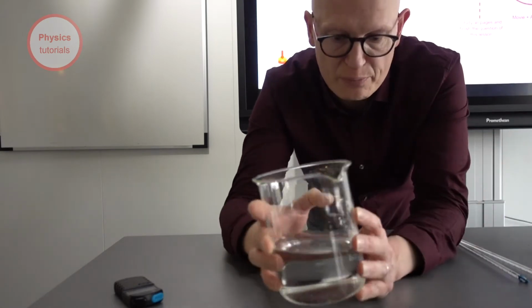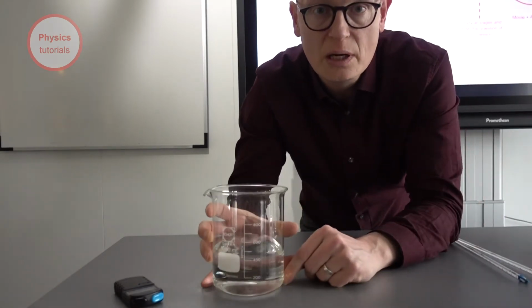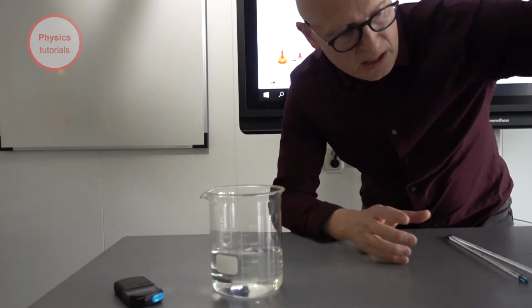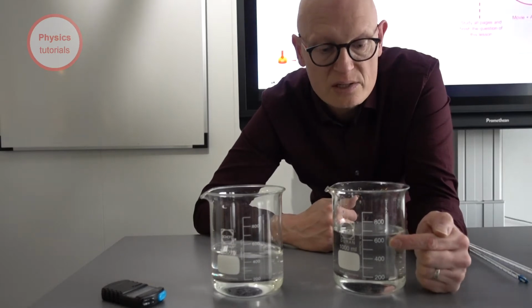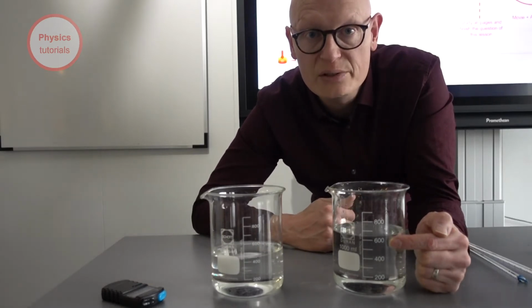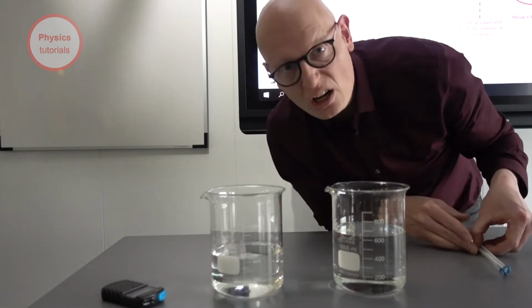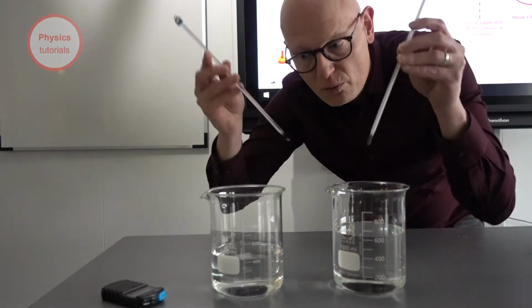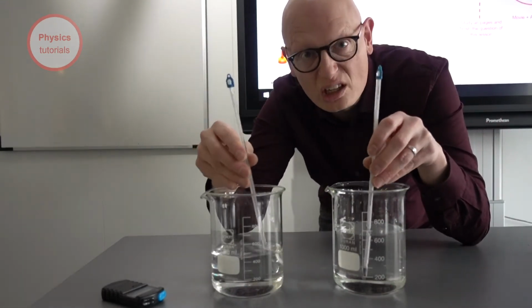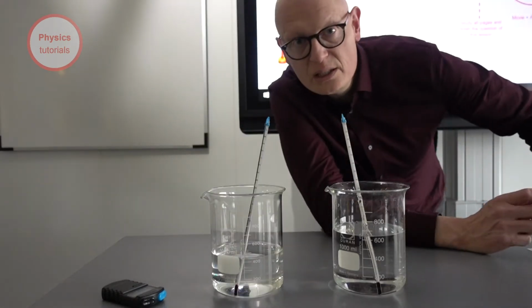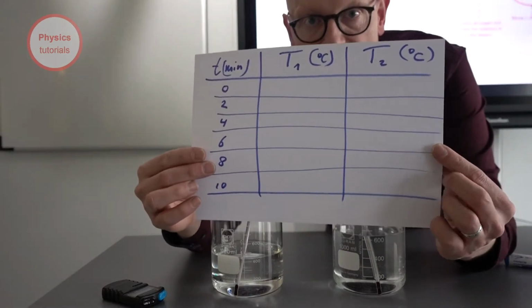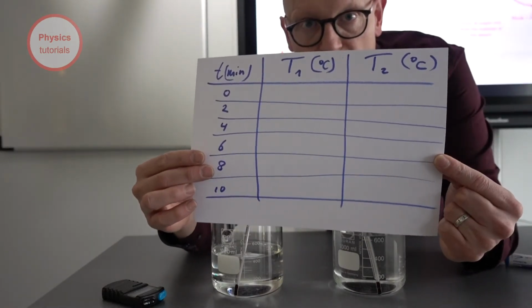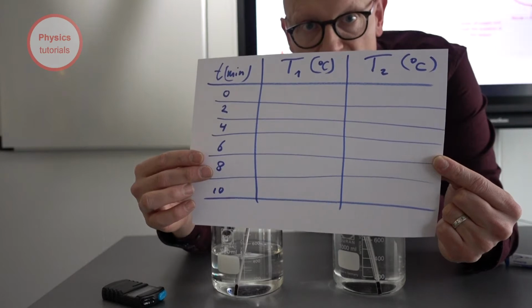For that I prepared two cups or beakers, if you like. One beaker is filled with 400 milliliters of water and the other cup is filled with 600 milliliters. Now, before we can start the experiment, first we have to measure the starting temperature. Another thing we need to do to prepare ourselves for this experiment is to create a nice table in which you can record all the readings.